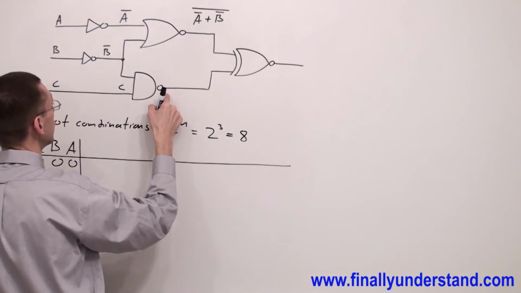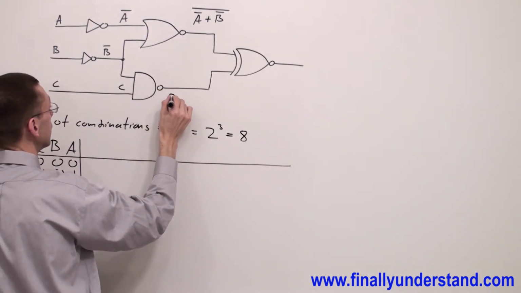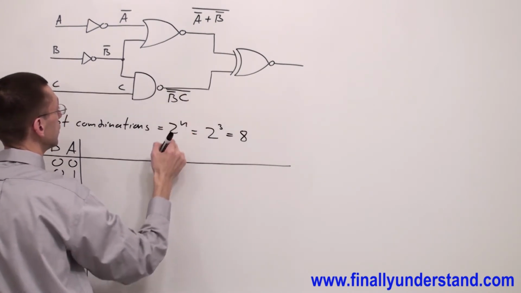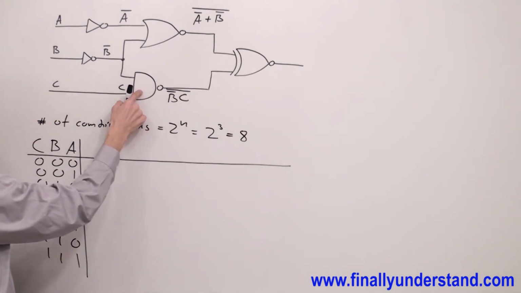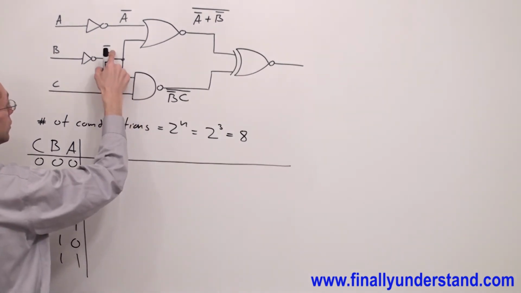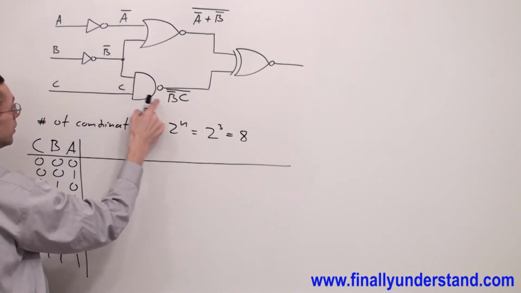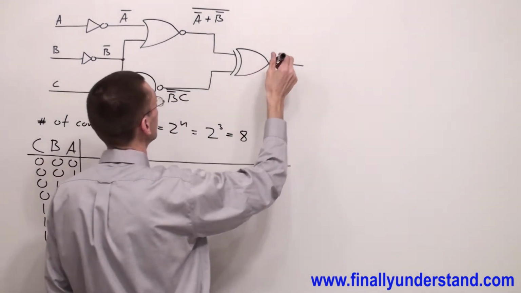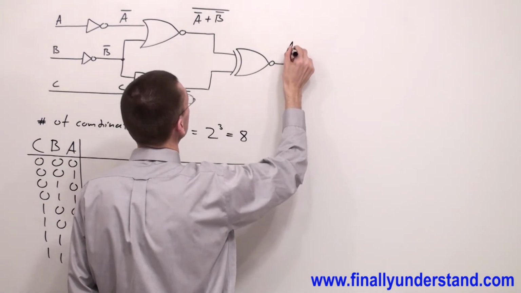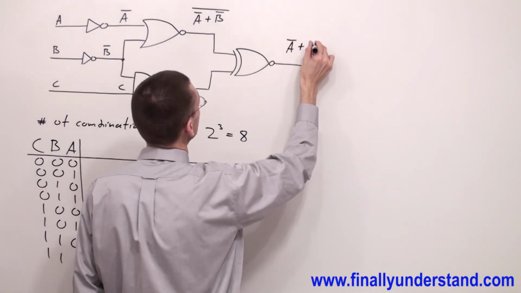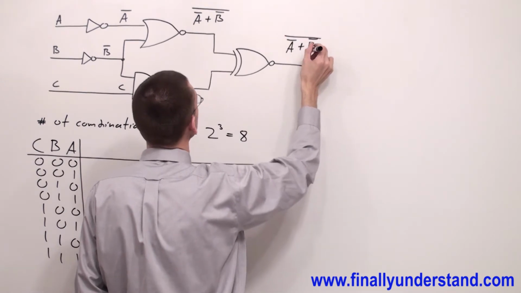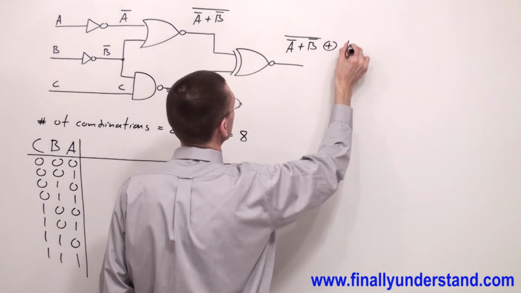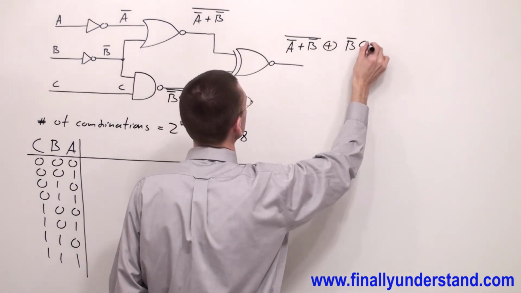And over here I'm going to have B not, C not, because I have NAND gate. This is B not, NAND C. At the output of my circuit, I'm going to have A not, NOR, B not, exclusive NOR, B not, NAND C.